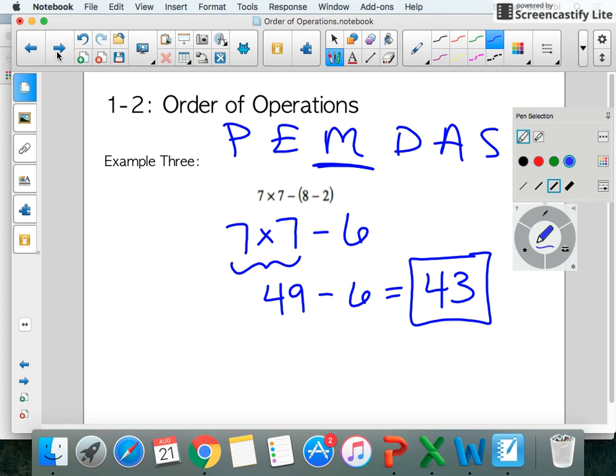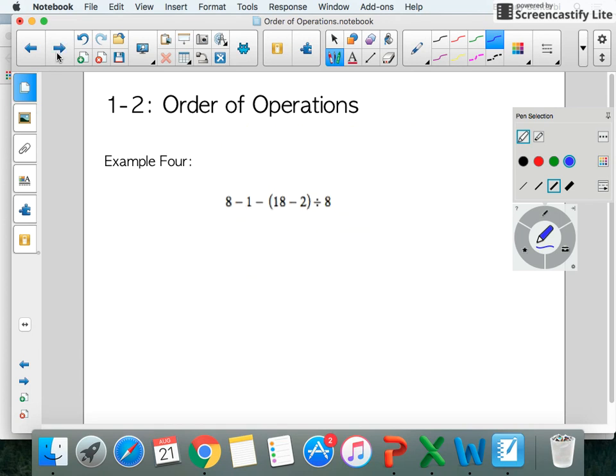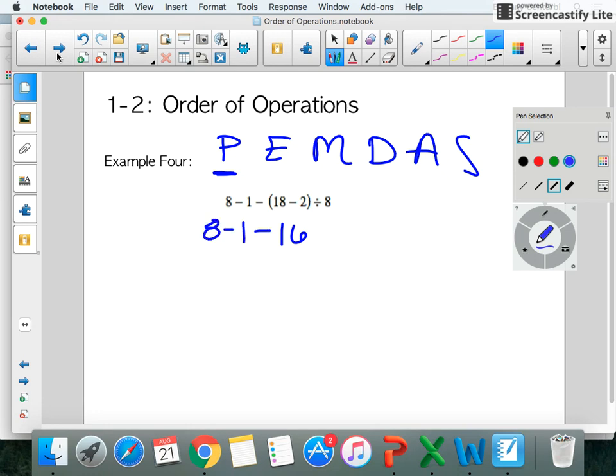And the last example, you've got 8 minus 1 minus parentheses 18 minus 2 divided by 8. So order of operations again, PEMDAS. So we're going to do 18 minus 2 first, because that's in parentheses. 18 minus 2 is 16. And since I did everything that's in the parentheses, I don't need to write the parentheses anymore. But I'm going to keep writing everything else down.